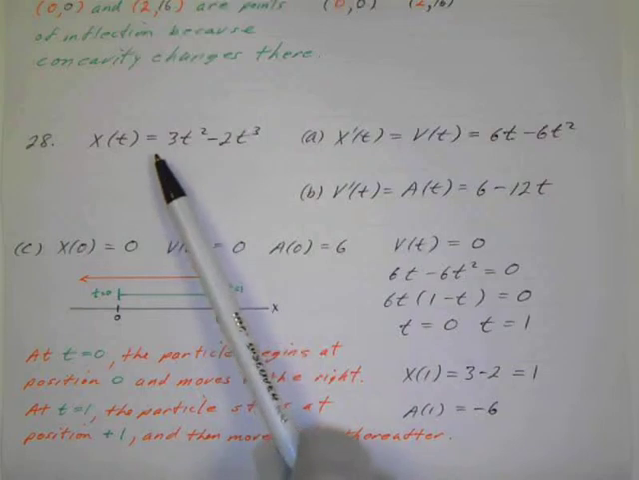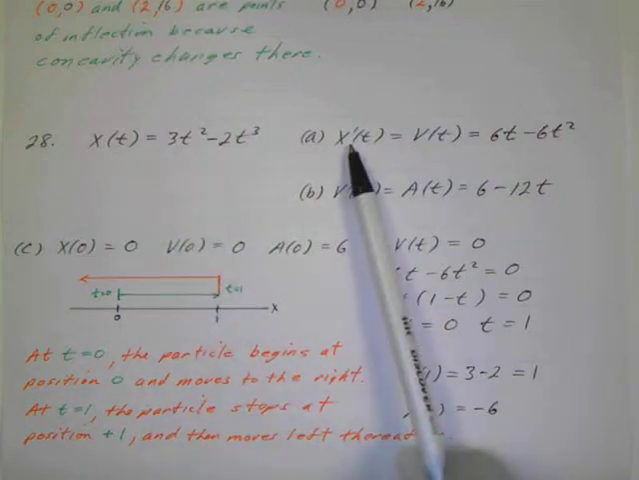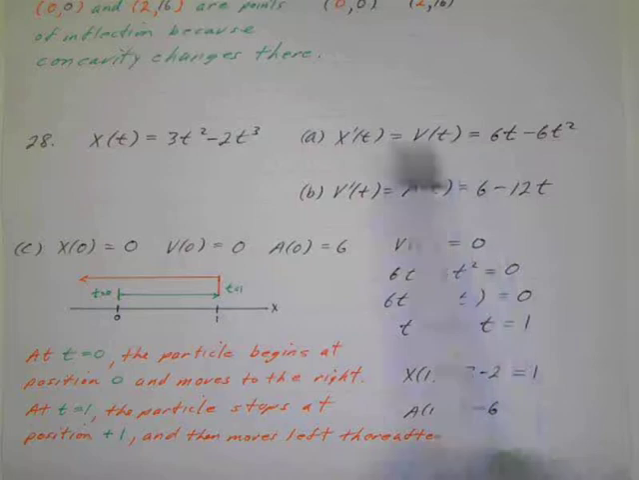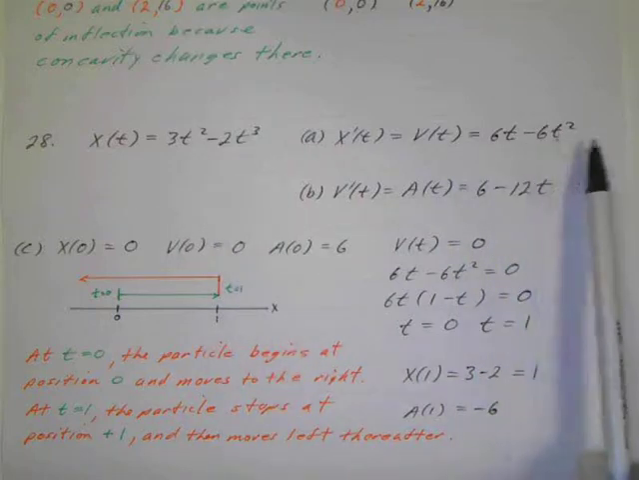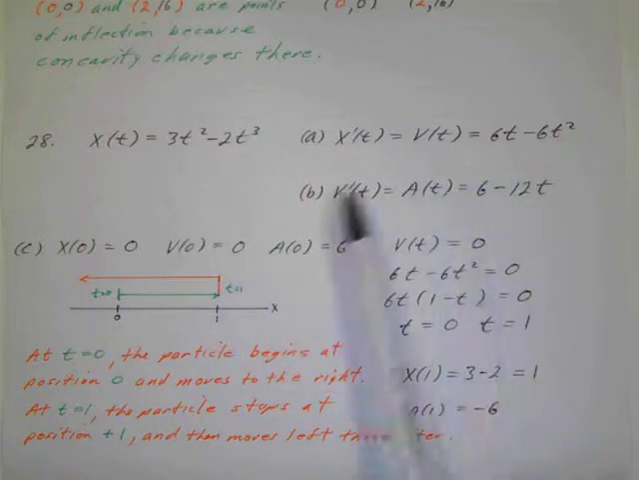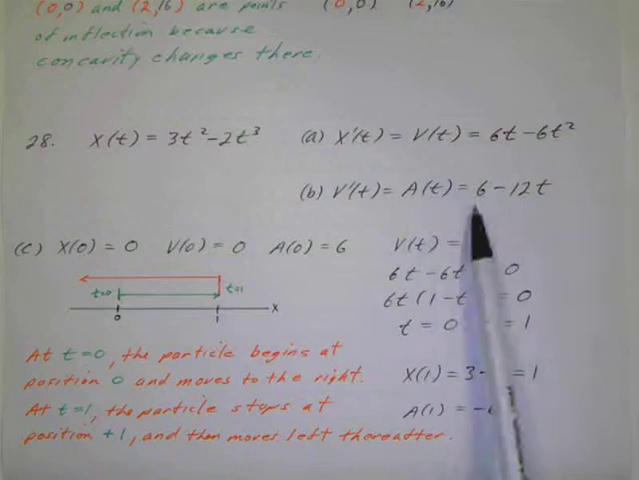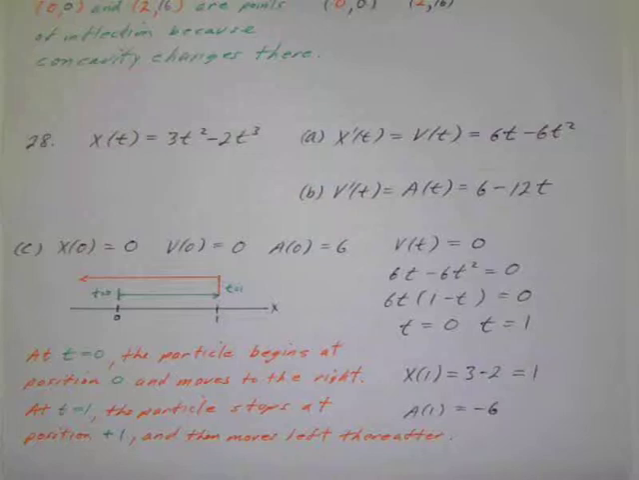So first of all, if I take the derivative of the position function, I'll find the velocity function. That's just going to be 6t minus 6t squared. Then if I take the derivative of the velocity function, I'll get the acceleration function, so that's going to be 6 minus 12t. So those are the two A and B parts. And then the C part, we want to describe the motion.